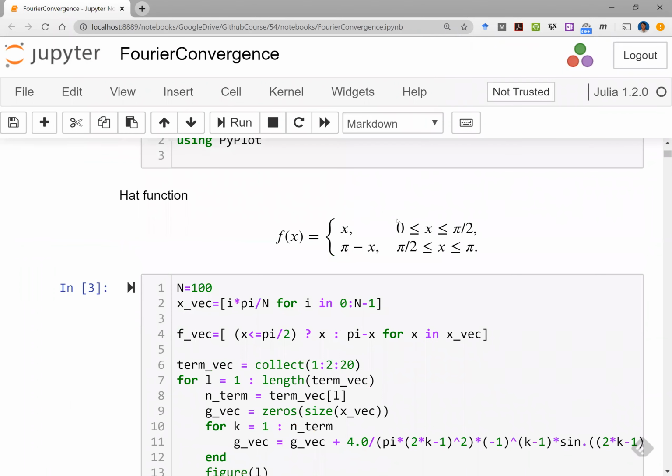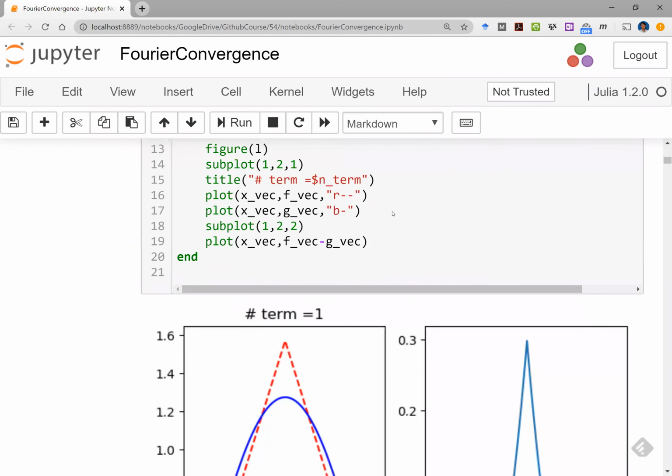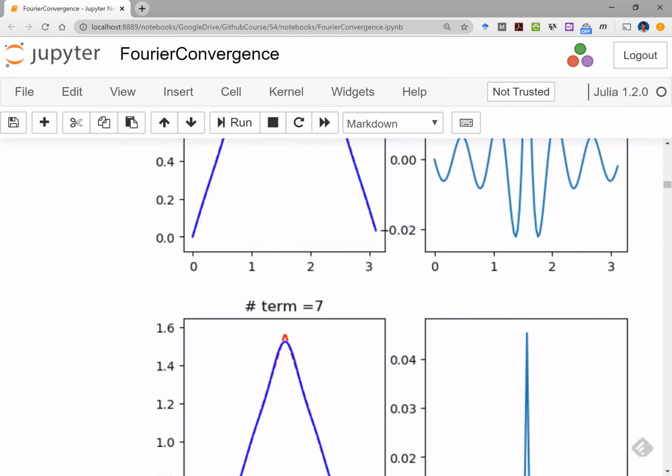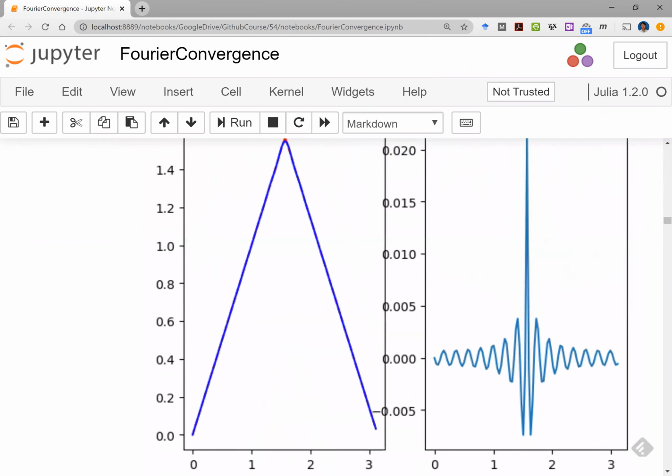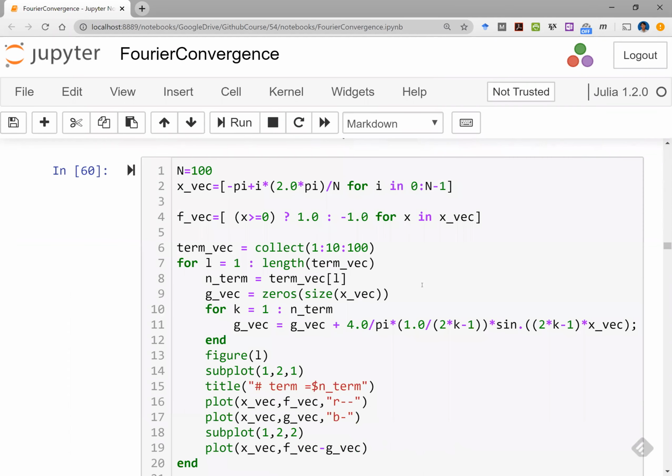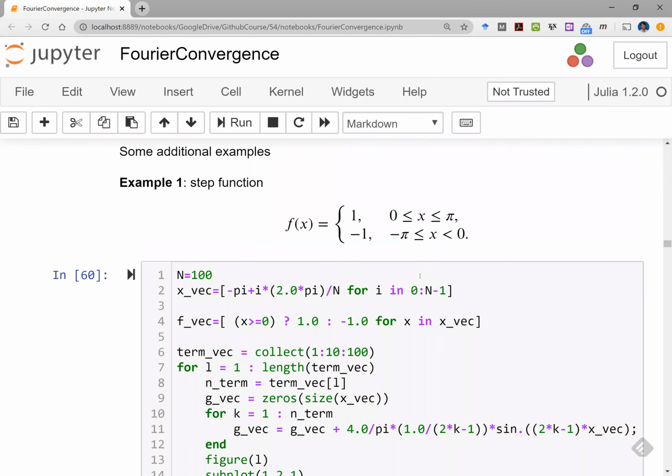Last time I really used the sine transform to show you the hat function. This time we're going to show a few more general examples. Some of you might have already seen this on the GitHub. The first one is a step function.